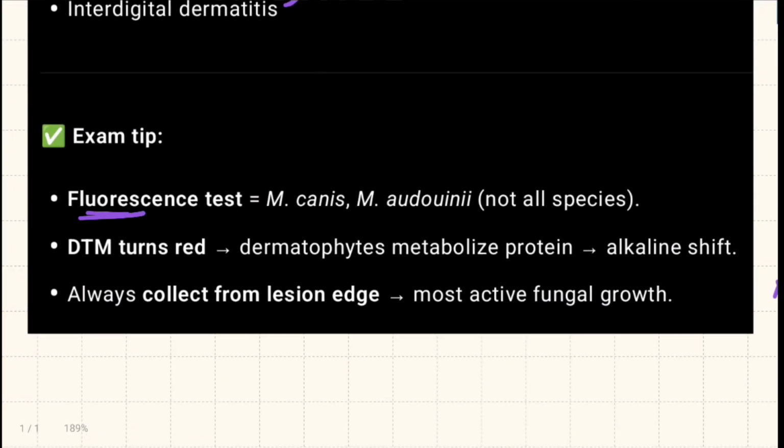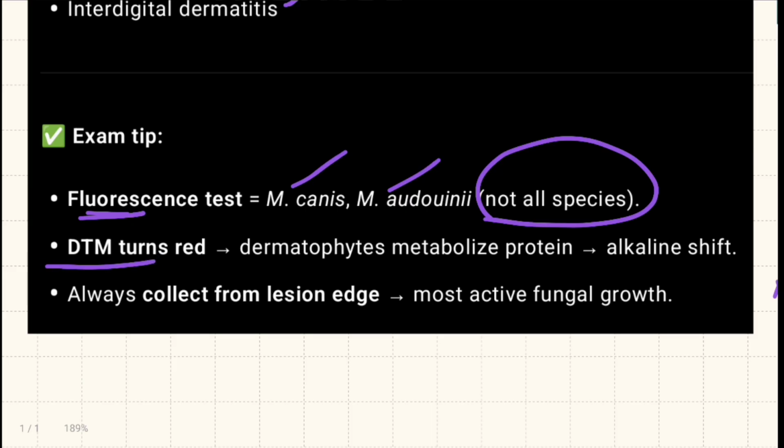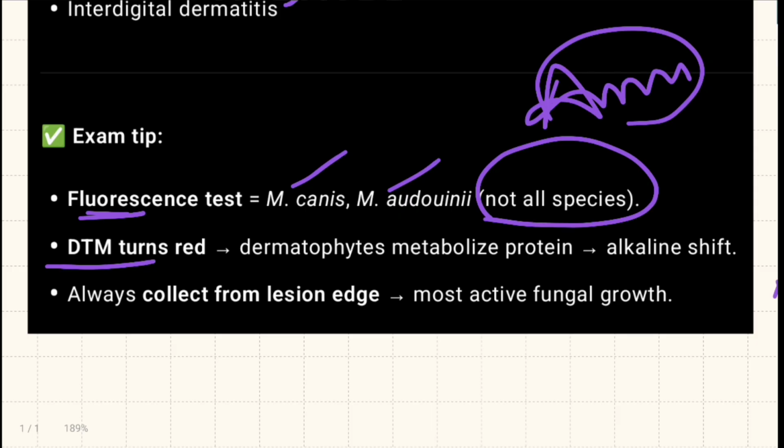The fluorescence test is used specifically for Microsporum canis or Microsporum audouinii, but it is not specific, it will not give a 100% result in all cases, and it is also not for all species. And dermatophyte test medium will turn red. This is because of the tendency of dermatophytes to metabolize protein, therefore producing ammonia. Ammonia turns the pH of the dermatophyte test medium from acidic to alkaline. So the yellowish color of the media will turn towards red in the alkaline condition, which is because of the higher production of ammonia from the metabolized protein.